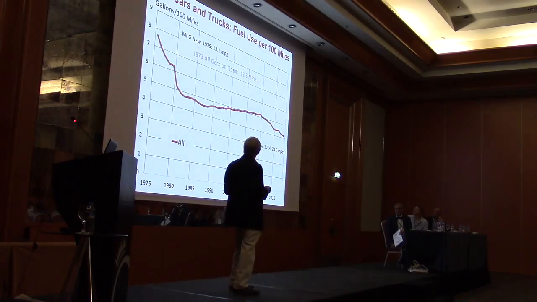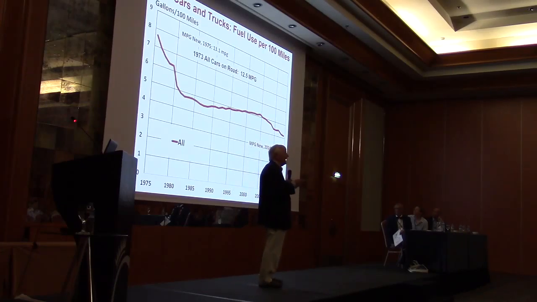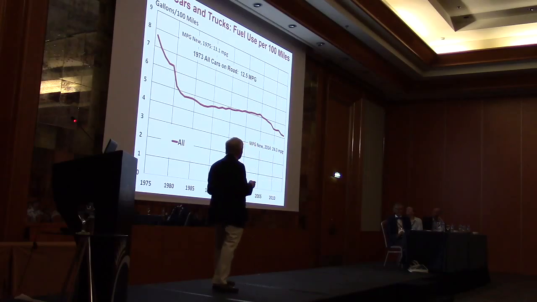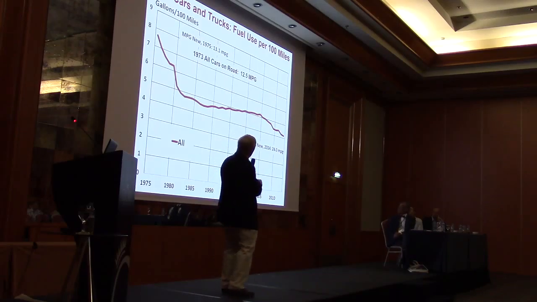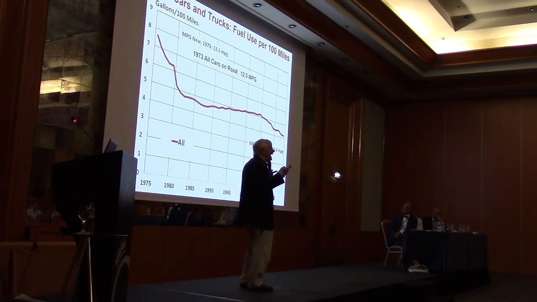Fuel economy of vehicles, this was a regulatory rule in 1973. The average car got 12.5 miles per gallon. Is that for the 20 minutes or the 30 minutes? 20. Oh, okay, good. I like to think of it as gallons per 100 miles. That's 8 gallons per 100 miles. It moves on very rapidly because of the fuel economy standards imposed, and it's down to now 4 gallons per 100 miles, cut in half over that time period.